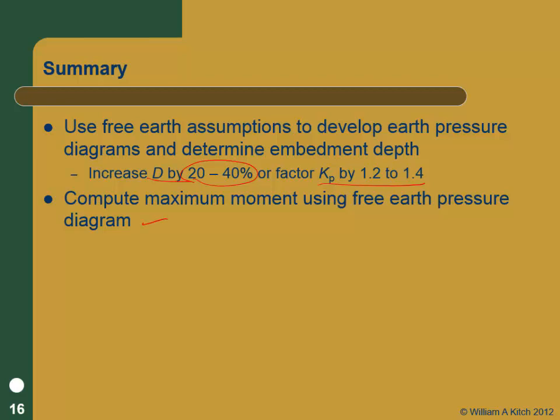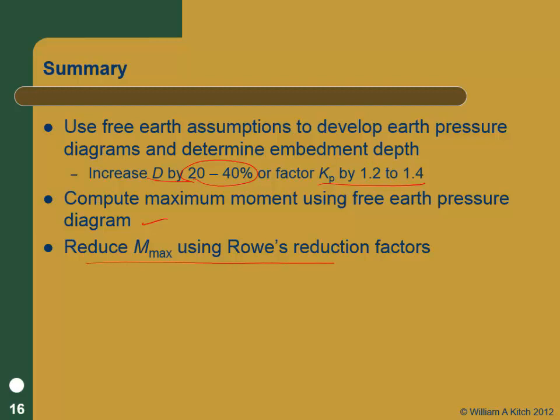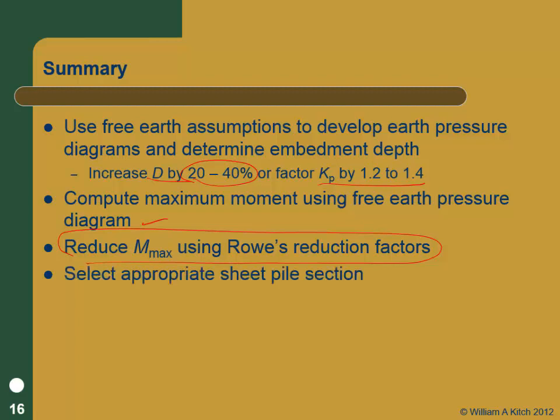It's assumed that we can fully mobilize passive and active on both sides. That number is going to be too big. We then reduce that using the Rowe reduction factors. This is a little misleading. In order to use Rowe reduction factors, you have to pick EI. So you're actually going to pick a pile.